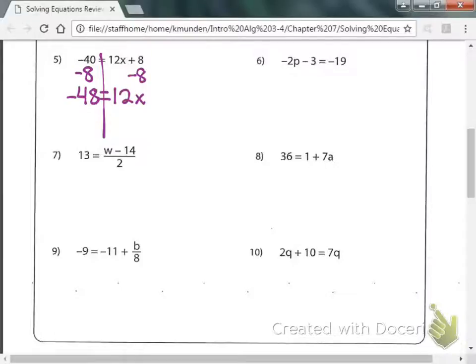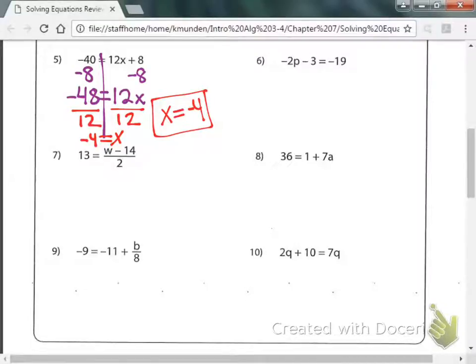How do you undo multiplying by 12? Divide by 12. So that gives us negative 4 in the front equals x. A lot of people like to rewrite it with the x in the front. I don't really care. If you want to rewrite it with the x in the front, that's fine. If you don't, leave it negative 4 equals x, that's fine. These are not like inequalities. We've done inequalities since we've done equations, that the order does matter where the x is. Here it doesn't really matter.